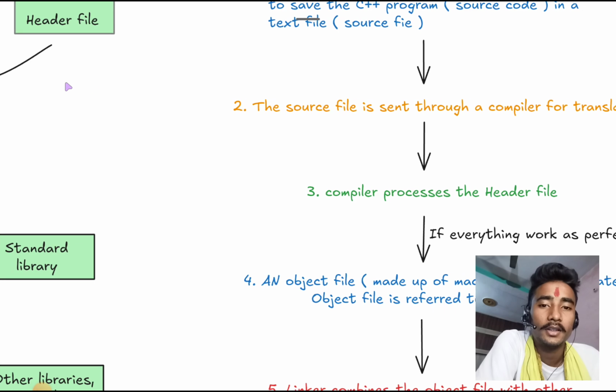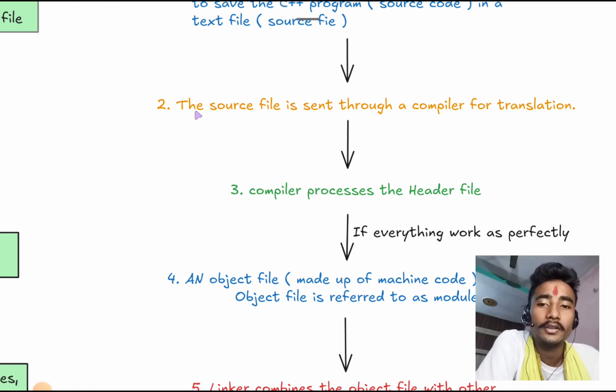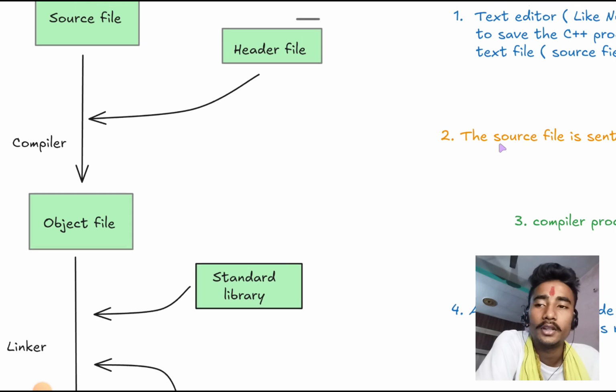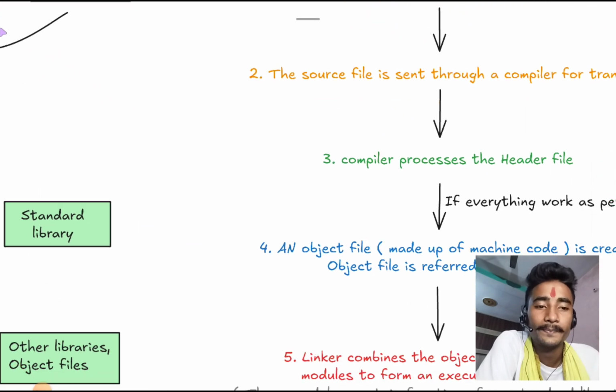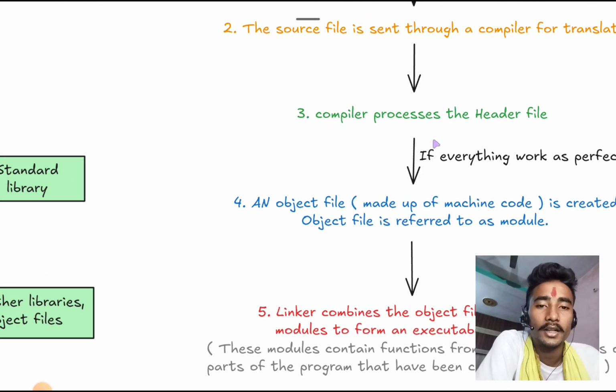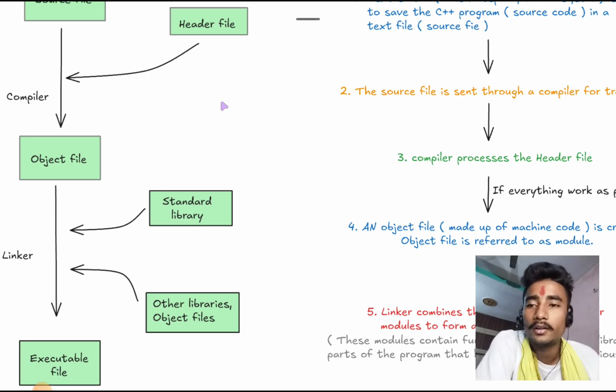Second, the source file is sent through a compiler for translation. Here you can see it. Third, the compiler processes the header file. Here is the header file, and the compiler processes the header file with the source file.